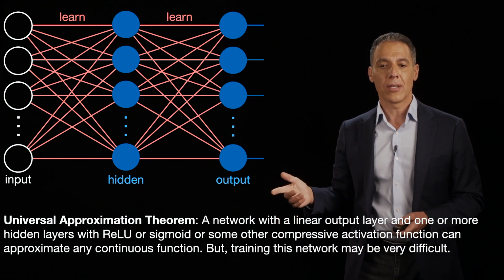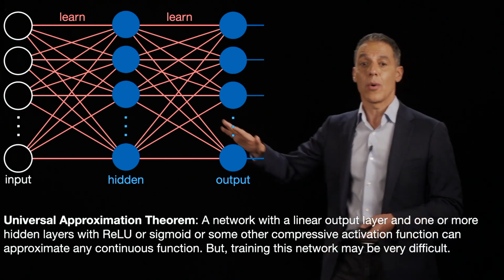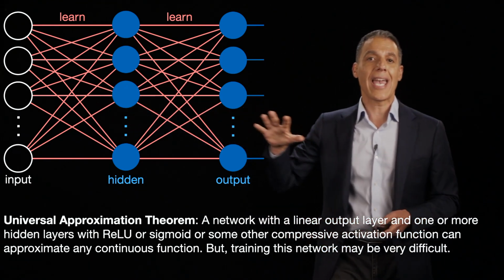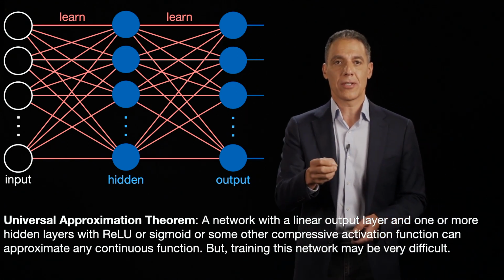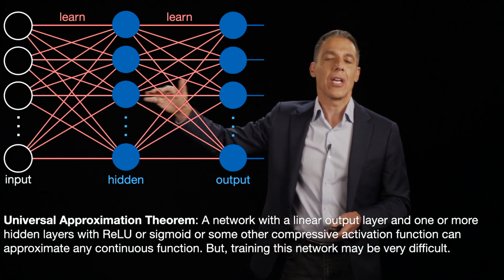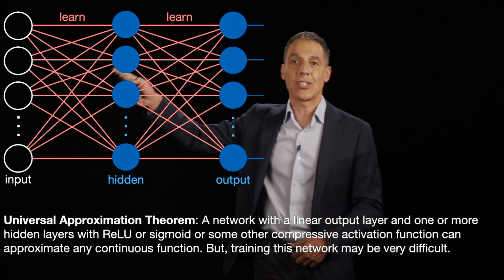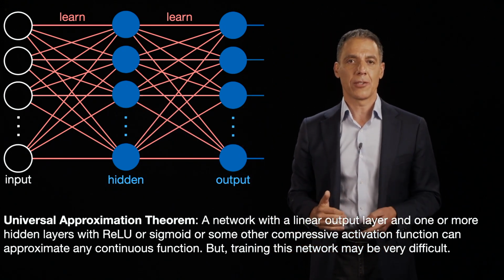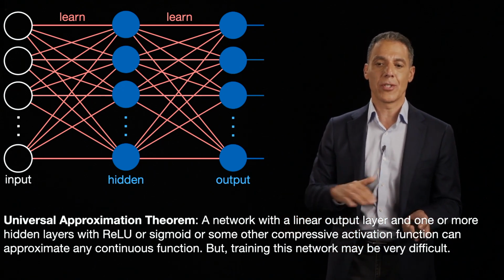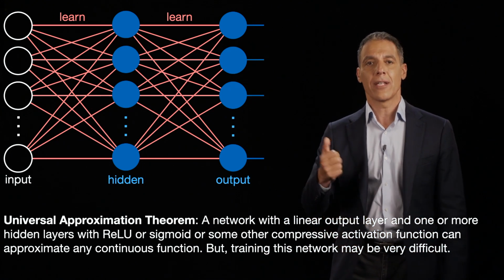But here's the rub. Training this network may be very, very difficult. It's one thing to say that this network can do something. It's another thing to say, how does it do it? How do you learn all of these weights? Not just 3 weights associated with 3 unknowns, but now a significantly larger number. And a big part of the neural network literature inside and outside of computer vision is essentially trying to figure out how to train these networks in a way that is efficient and stable and consistent.